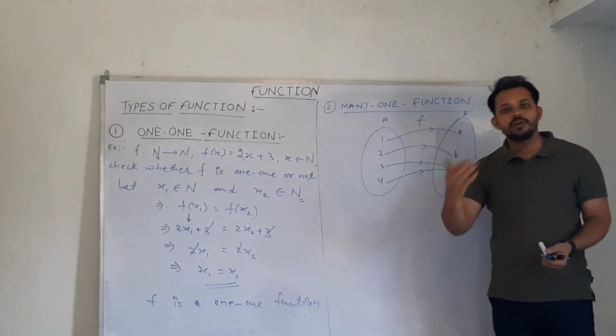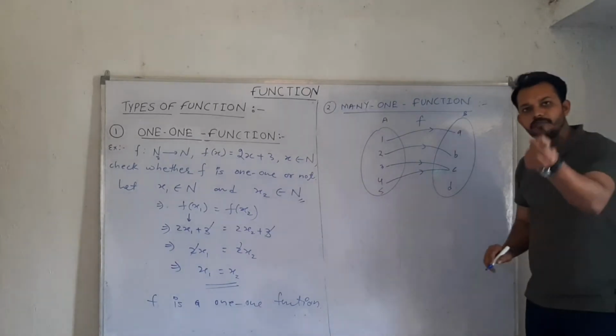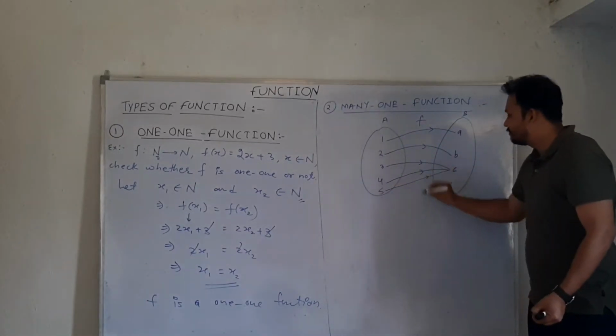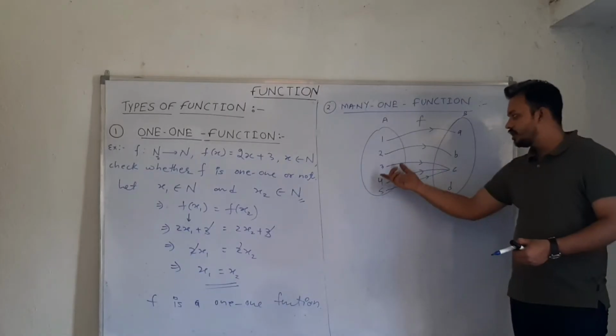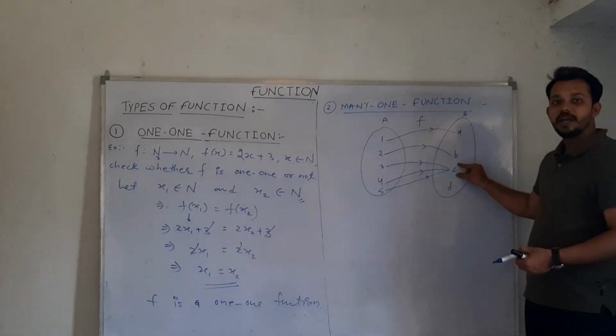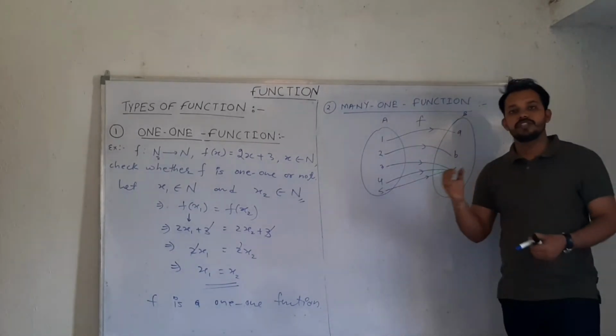There can be more than two elements also. For example, we have element 5. When we put 5 in the function, again we get the same image. Two or more than two elements of the domain of the function are having the same image. This type of function is called many-one function.